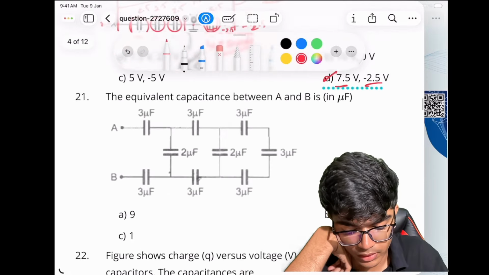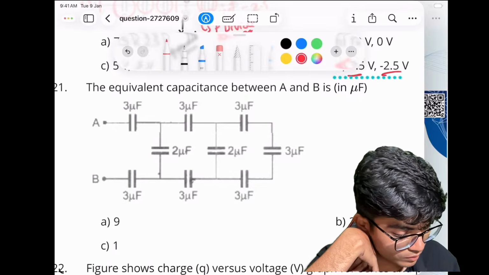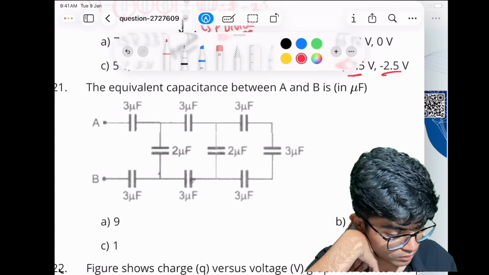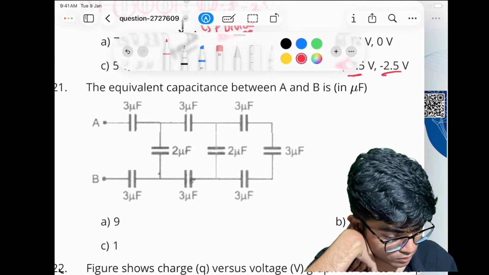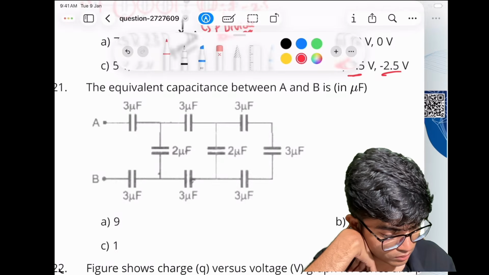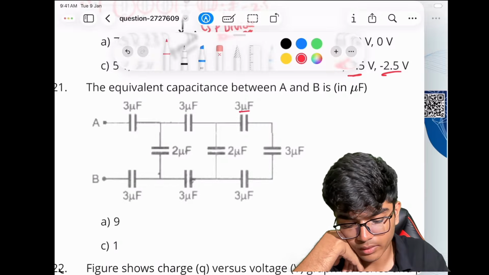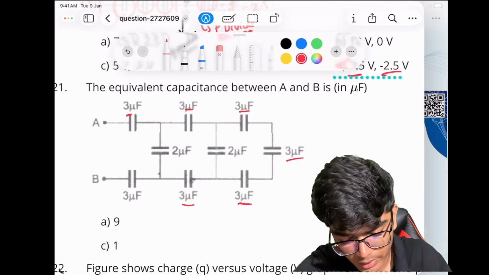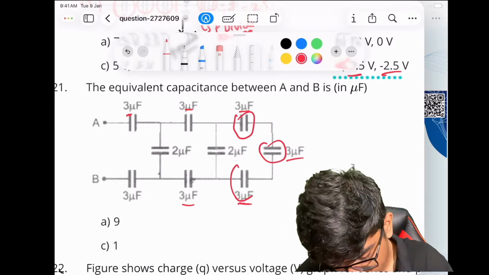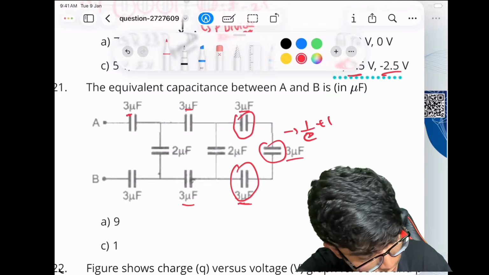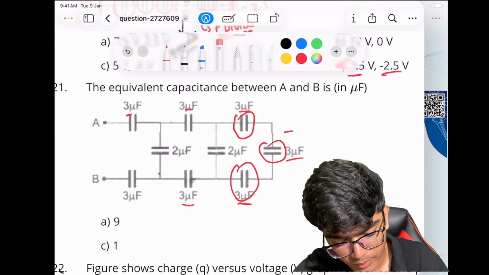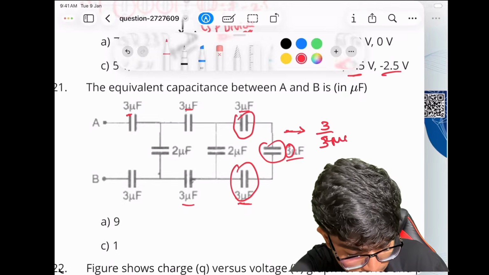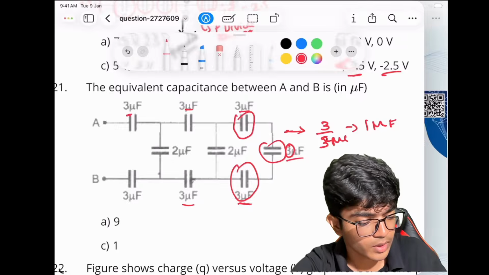Okay, right. Now look here, this one. Very easy sum. Many people get scared when they see questions like this. It is very simple. 3 capacitors are in series. So what will we write? 1/C plus 1/C plus 1/C. So my answer would be 3/C, or 3/C is nothing but 3.3 microfarad. So my effective capacitance is 1 microfarad. Correct?